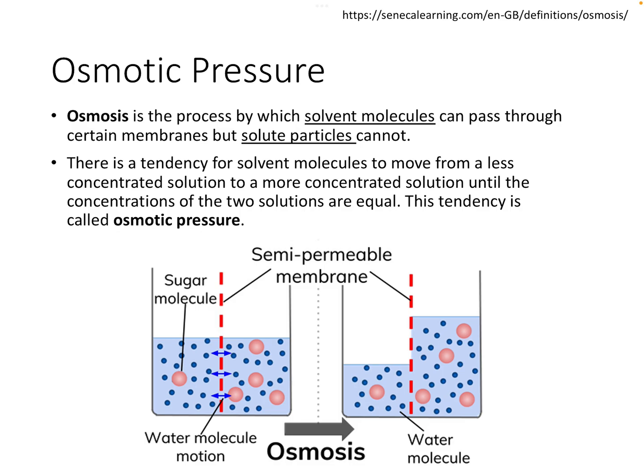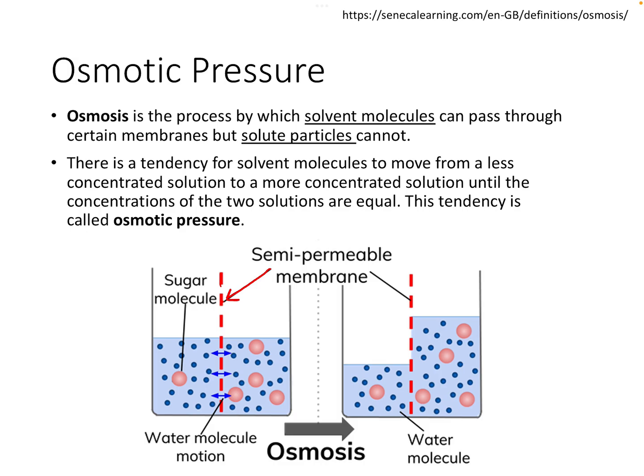Down below I have a figure showing the process of osmosis. Let's start on the left side. We have a beaker, and this beaker has a sugar solution in it. Down the middle of the beaker is something called a semi-permeable membrane. What is that? A semi-permeable membrane just means that certain molecules can pass through that divider, but other molecules cannot. In this case, water can pass through that membrane, but sugar molecules cannot pass through it.